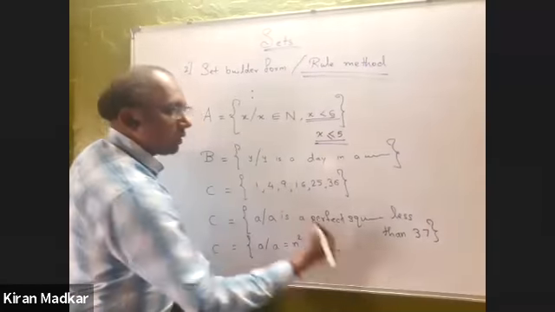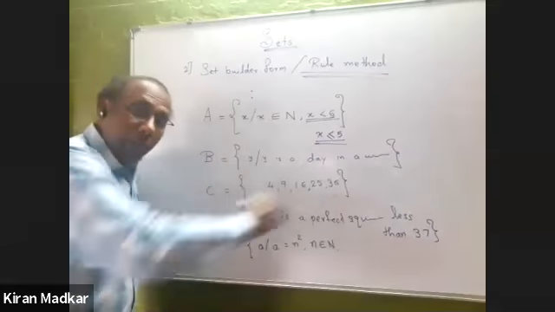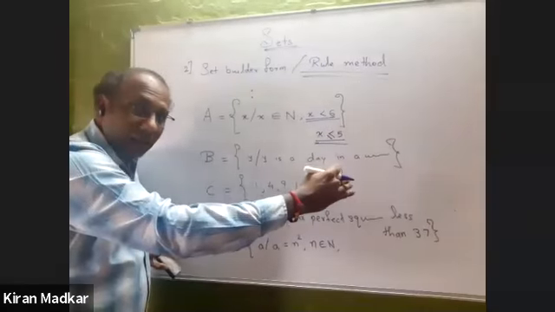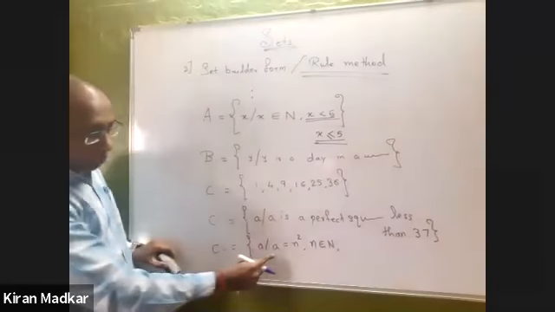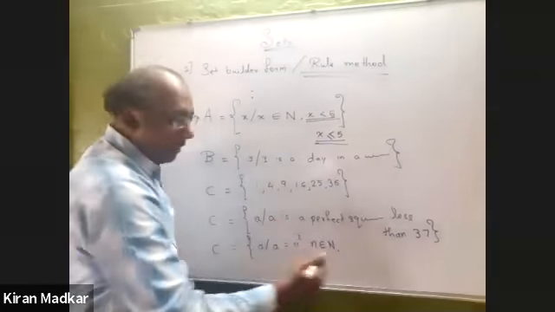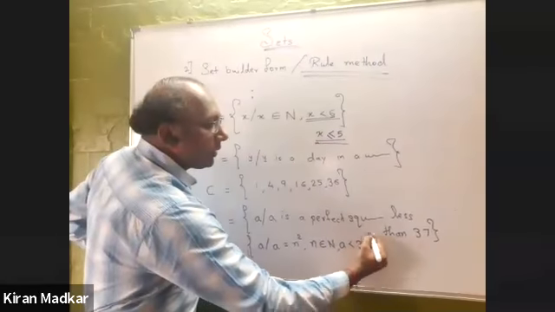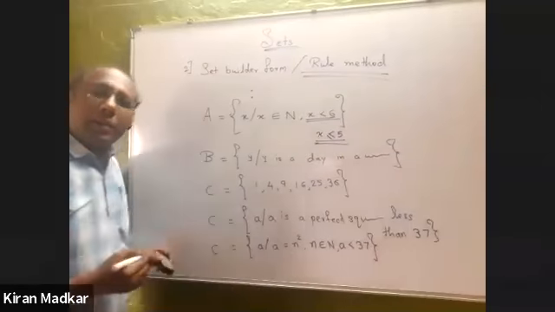N belongs to natural number. And is everything a natural number? No. I am only going up to 36. So what is my A? It is less than 37. So I can write A is less than 37.